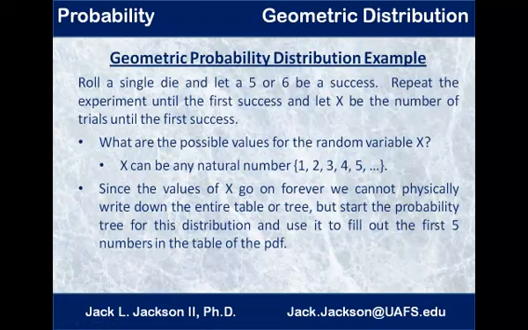So, even though the x values go on forever, we can't physically write down the entire table or draw the entire tree, but we could start it. We could draw the first part of the tree, or the first part of the table. Let's do this. Go ahead and draw the tree out for the first 5 x values, and then make the table out that goes with it for the PDF. And actually graph the PDF as well. Go ahead and figure that out. Press pause now. Okay, let's take a look at the tree.